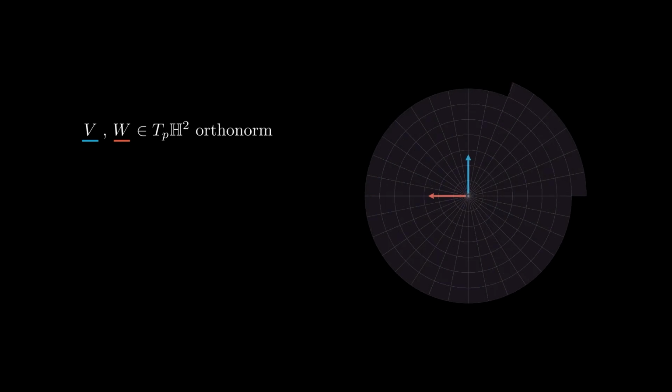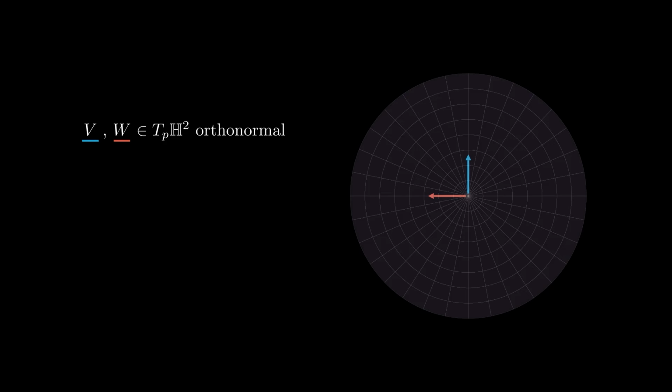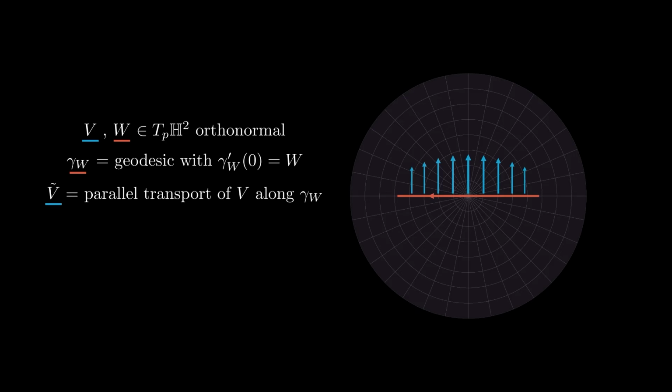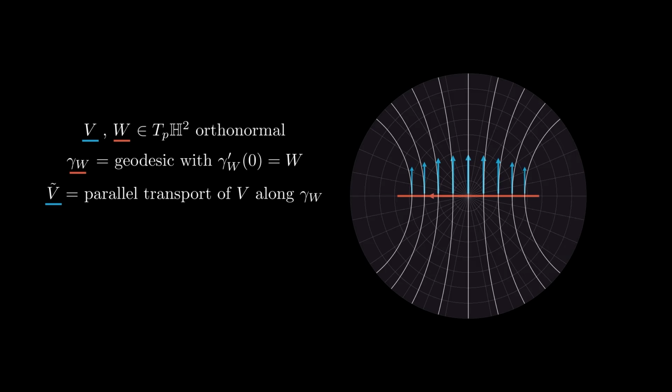Now let's do this again in the ball model of the hyperbolic plane. If v and w are based at the origin, gamma w is a straight line and v tilde is a collection of unit vectors perpendicular to the geodesic gamma w. When we take the geodesics with these initial conditions, we see a bunch of circles that spread away from each other. This is the exact opposite of what we saw in the sphere, and is a phenomenon of negative curvature.